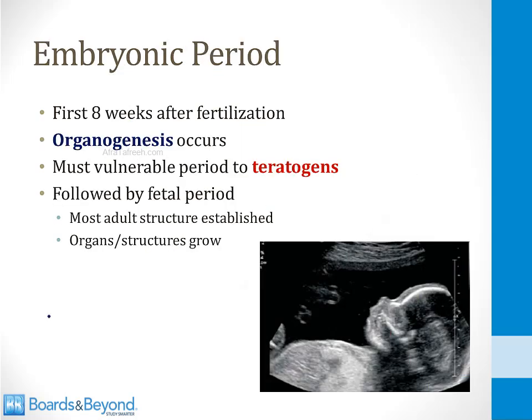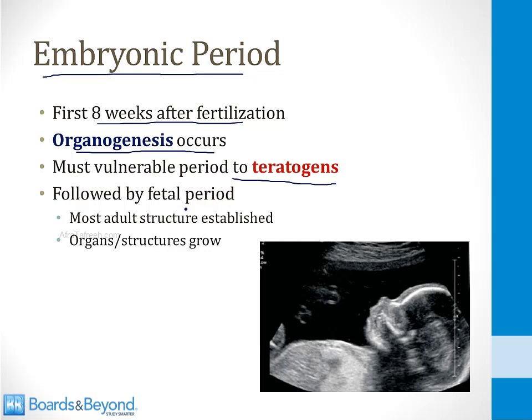For the rest of this video, I'll go through the development of some specific organs and structures. First, let me define an important term, that is the embryonic period. This is the first 8 weeks after fertilization. This is the time during which organogenesis occurs. So this is when the heart and the liver and the lungs and the kidneys all form. And it's during this period that the embryo is most vulnerable to teratogens, because teratogens can disrupt the formation of an organ during the embryonic period.